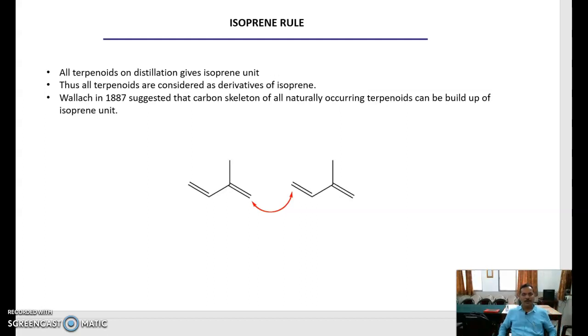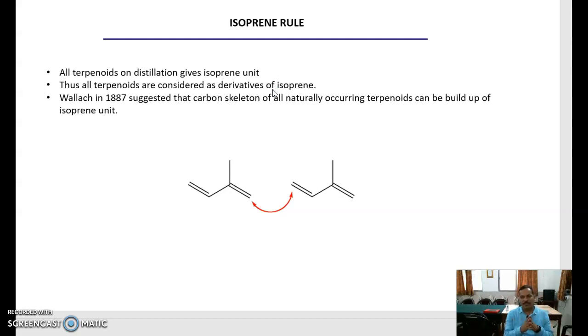As I said earlier, all terpenoids are made up of a common unit known as isoprene. This was first explained by the scientist Wallach in 1887, and he suggested that the carbon skeleton of all naturally occurring terpenoids is built up of isoprene units. Thus we can say that all the terpenoids are derivatives of isoprene. So you can say that all terpenoids on distillation will give isoprene. This is known as the isoprene rule.